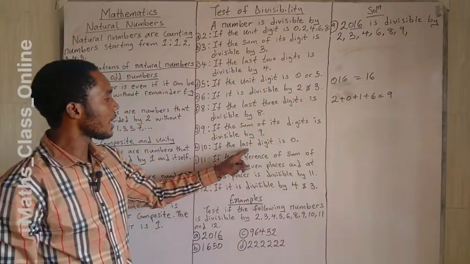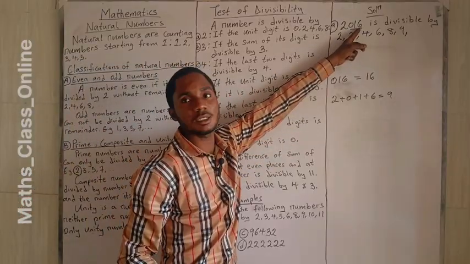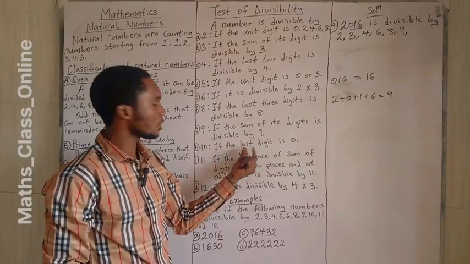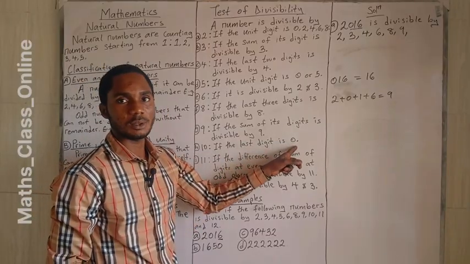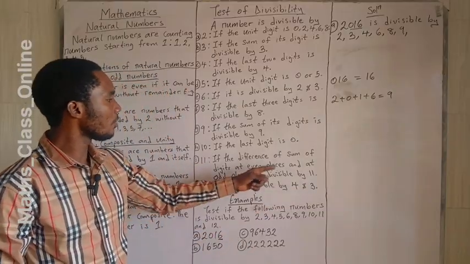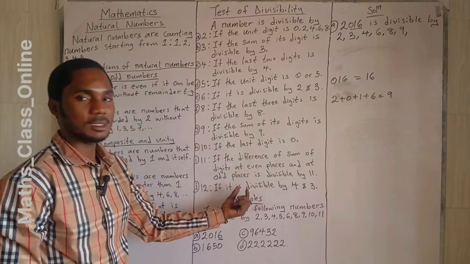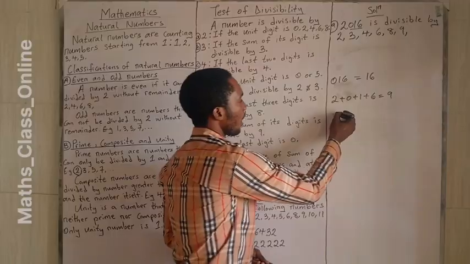10. If the last digit is 0. What is the last digit here? The last digit here is 6. That means it is not divisible by 10, because the unit digit is not 0. We move on to 11. If the difference of the sum of digits at even places and at odd places is divisible by 11, what do we mean by this? We have 2016.